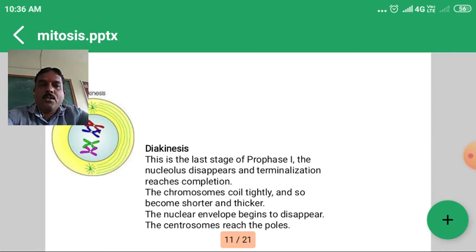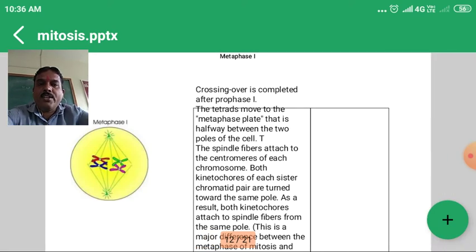So in case of meiosis, the important thing is that two divisions occur. First division is the reductional division, which is also called meiosis first, in which the first stage will be prophase first. Prophase first has 5 substages, that is leptotene, zygotene, pachytene, diplotene and diakinesis. Then the next one is metaphase first. After the 5 substages of prophase, metaphase first occurs.